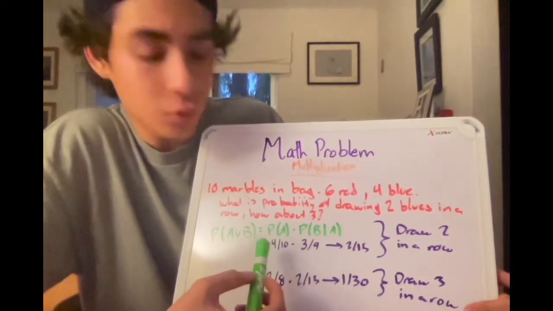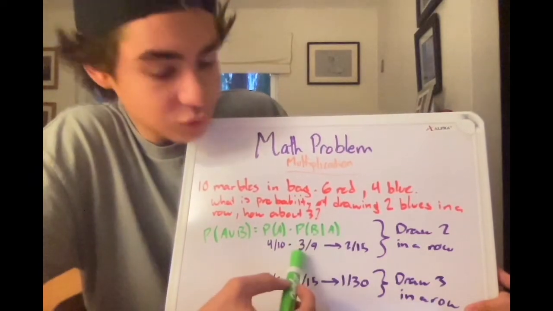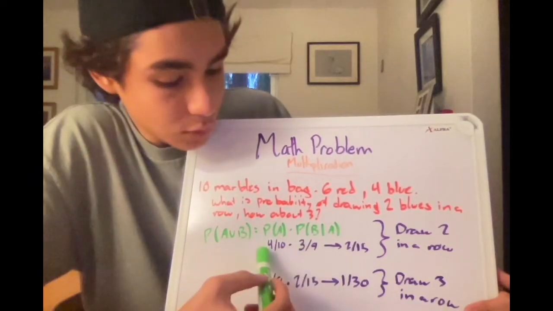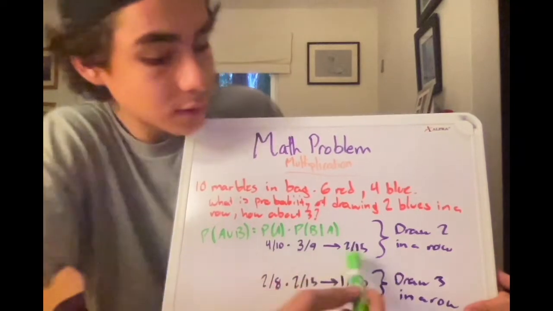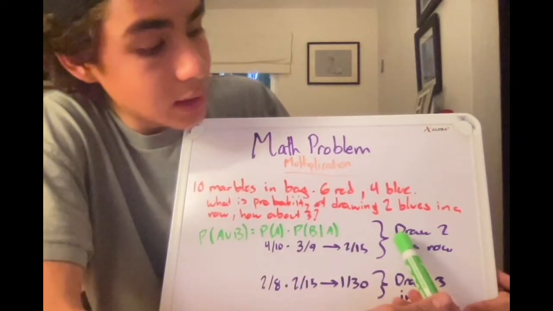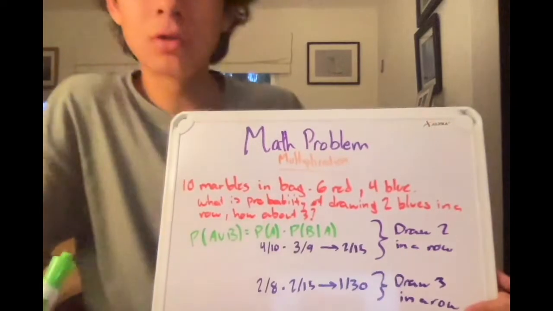Because you have already drawn with the first one, there are only going to be 3 marbles remaining and 9 in the total bag. So when you multiply 4/10 times 3/9, you end up with 2/15. This is the probability of drawing 2 marbles in a row. But what if we want to draw 3 marbles in a row?